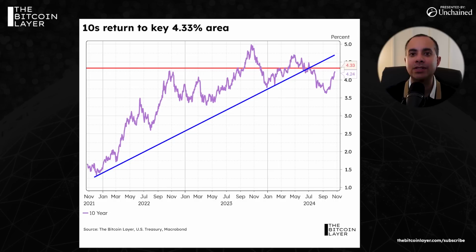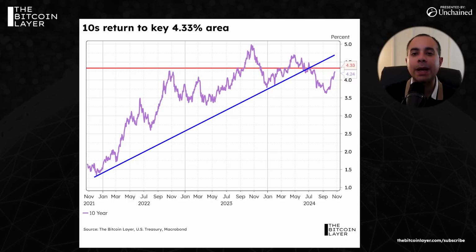Until that happens, though, we just have to flag that there is a current wave of fear in the market that we will only see resolve once we see how the price behaves around 4.25 to 4.33% on 10s. Now I have 4.33 in red here. You see that yields are drawn back up to that level. It's been a swing point over the last couple years.